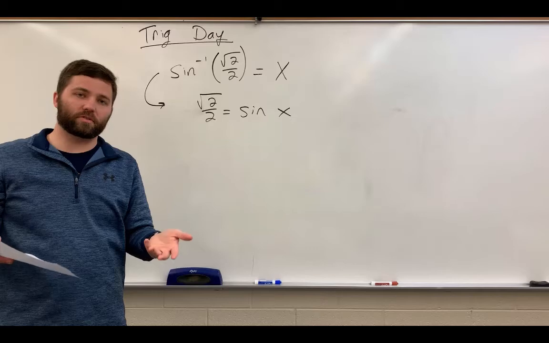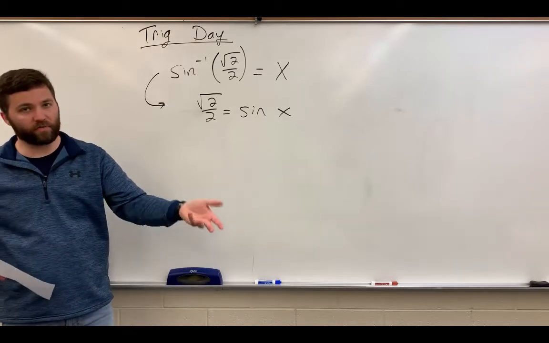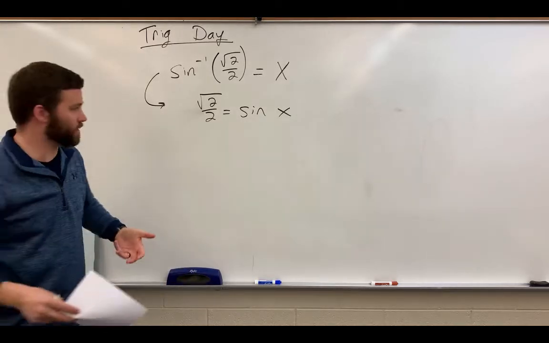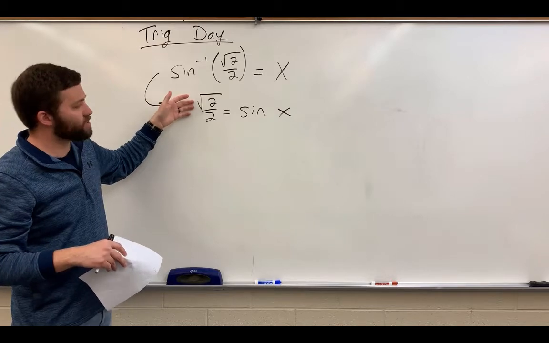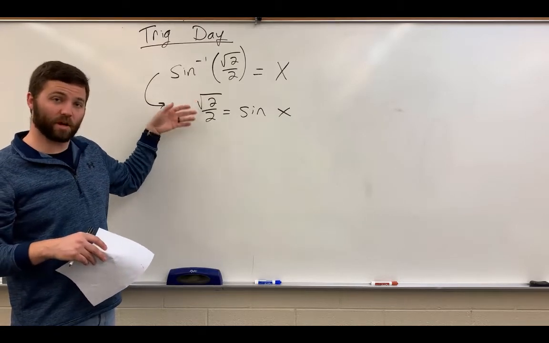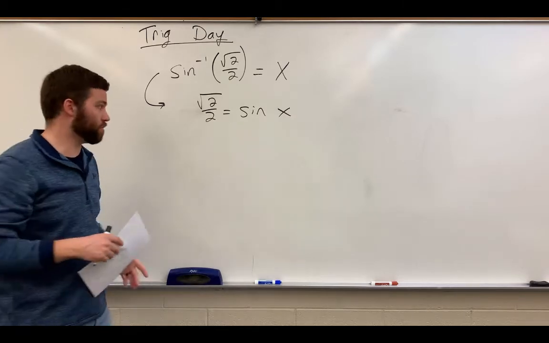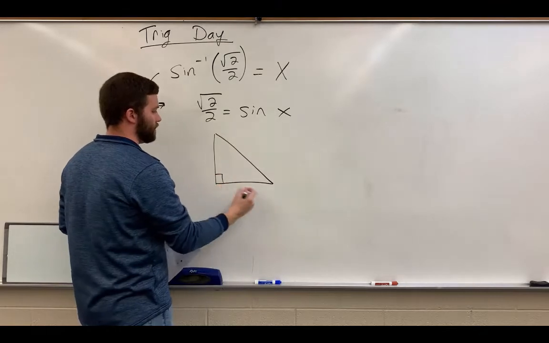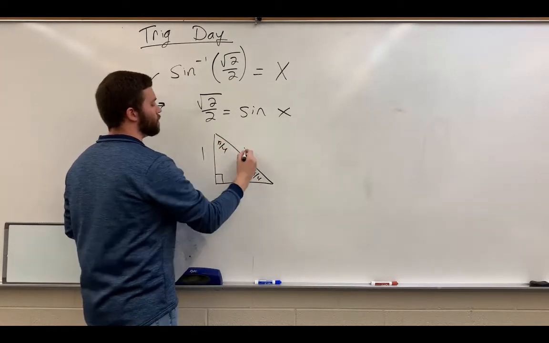Or is it one that uses the special right triangles? Well, our special right triangles are 30, 60, 90, and 45, 45, 90. Again, convert these all to radians. If I have a square root of 2, that tips me off that it's going to be the 45, 45, 90 triangle, with the pi over 4, pi over 4, pi over 2 triangle. So that looks like this. Pi over 4, pi over 4, 1, 1, root 2.